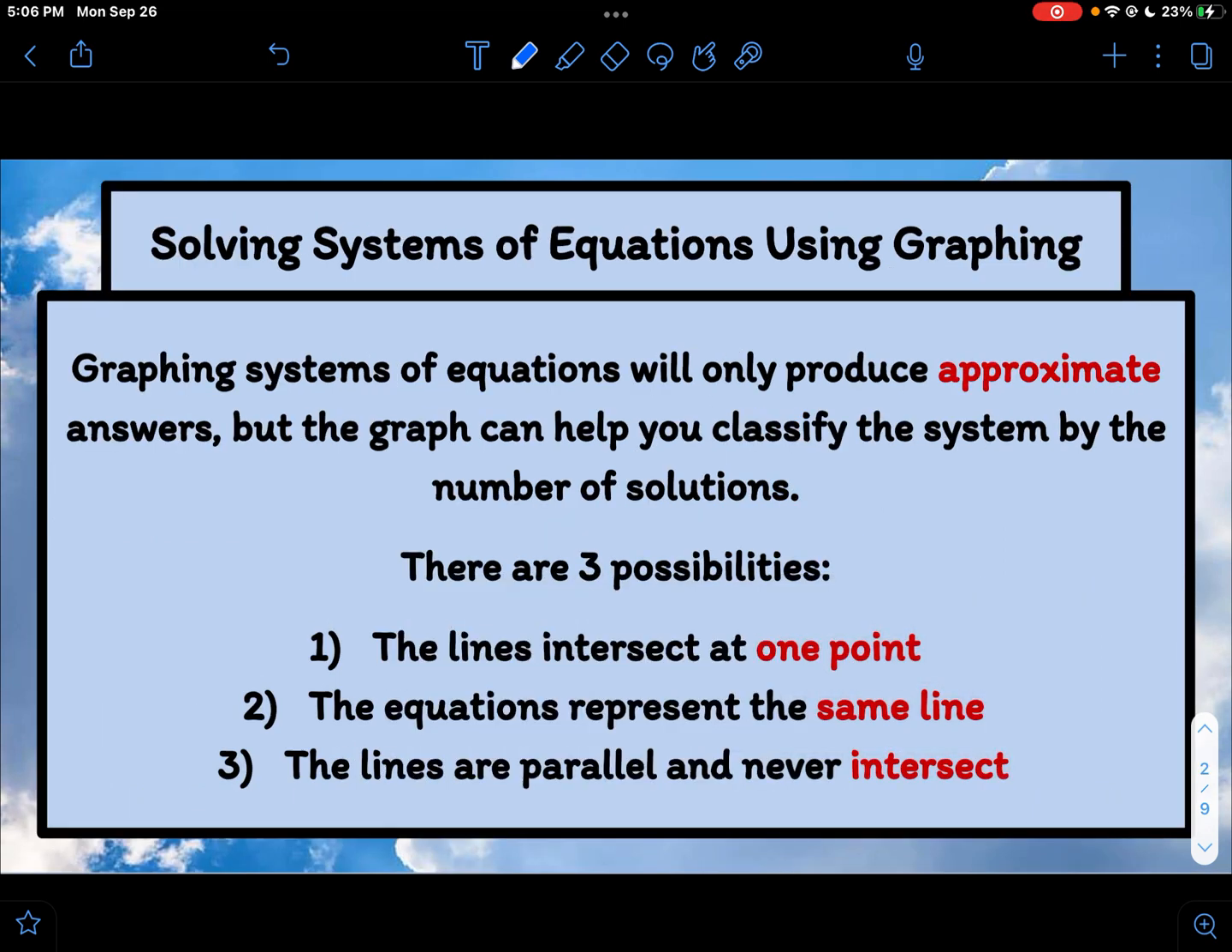Solving systems of equations using graphing is what we're going to talk about today. Graphing systems of equations will produce approximate answers, but the graph can help you classify the system by the number of solutions. There are three possibilities. 1, the lines intersect at one point. 2, the equations represent the same line. Or 3, the lines are parallel and never intersect.